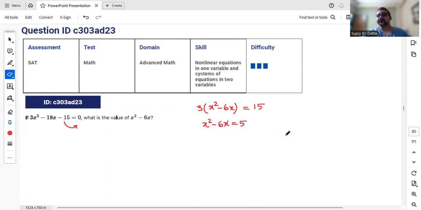So it's very important to keep track of what the question is asking. They're not asking you for x, so don't start solving for x. There's no point in solving for x, getting two roots, then calculating x squared minus 6x for both the roots and then taking a call. That's completely unnecessary wastage of time. You have to observe these things. Then it's just like a 5 second question.